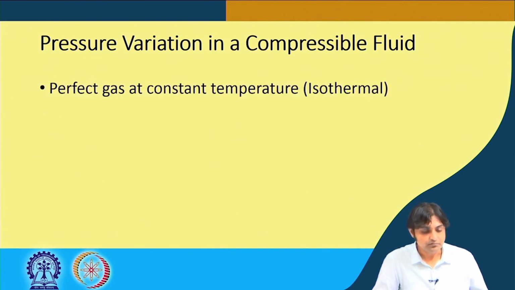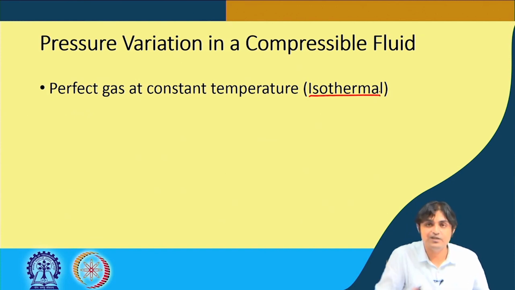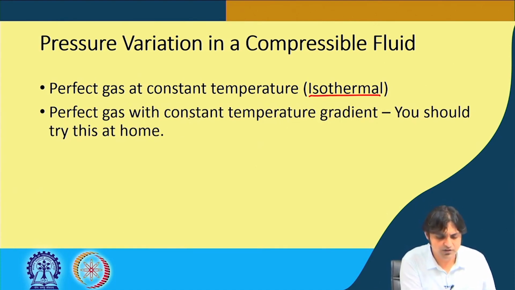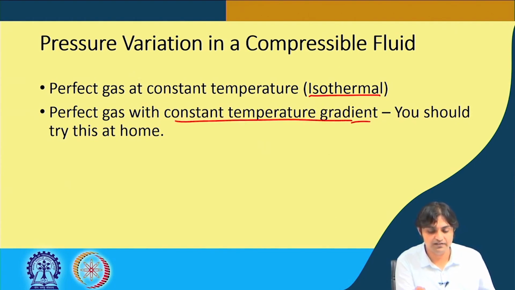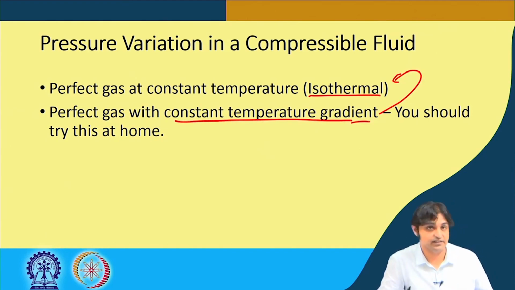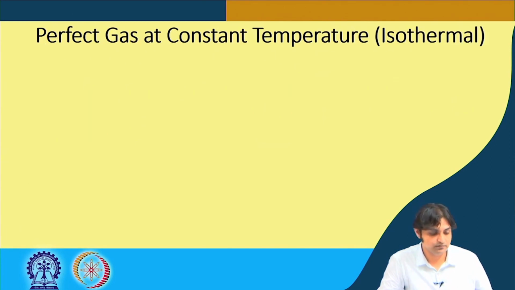Now we must also be a little aware about the pressure variations in a compressible fluid. There are two processes. One is perfect gas at constant temperature, isothermal. Secondly, perfect gas with constant temperature gradient. We are not going to cover this because the derivation is the same as isothermal, and the way it works is the same. So you should try this at home after watching this lecture.